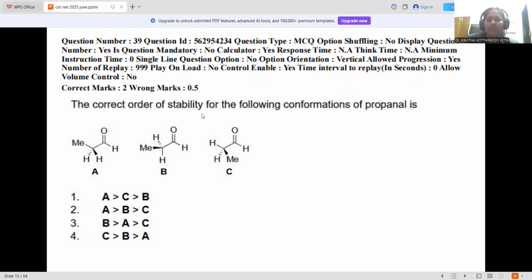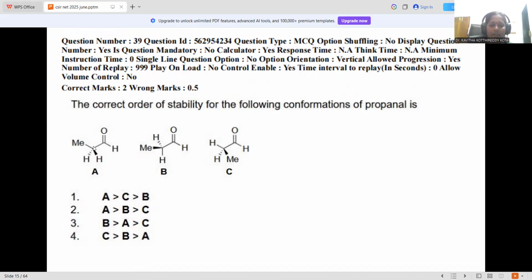The correct order of the stability of the following conformations of the propanol is. Here propanol is provided in all the options, only the difference is that the methyl group has shifted. A wedge bond and a dotted line bond: what does it mean? A wedge bond indicates that the methyl group is towards the viewer, and a dotted line bond indicates the methyl group is away from the viewer. If the methyl group is on the normal bond line, that indicates it is on the plane. So the correct stability order of the conformations is to be depicted.